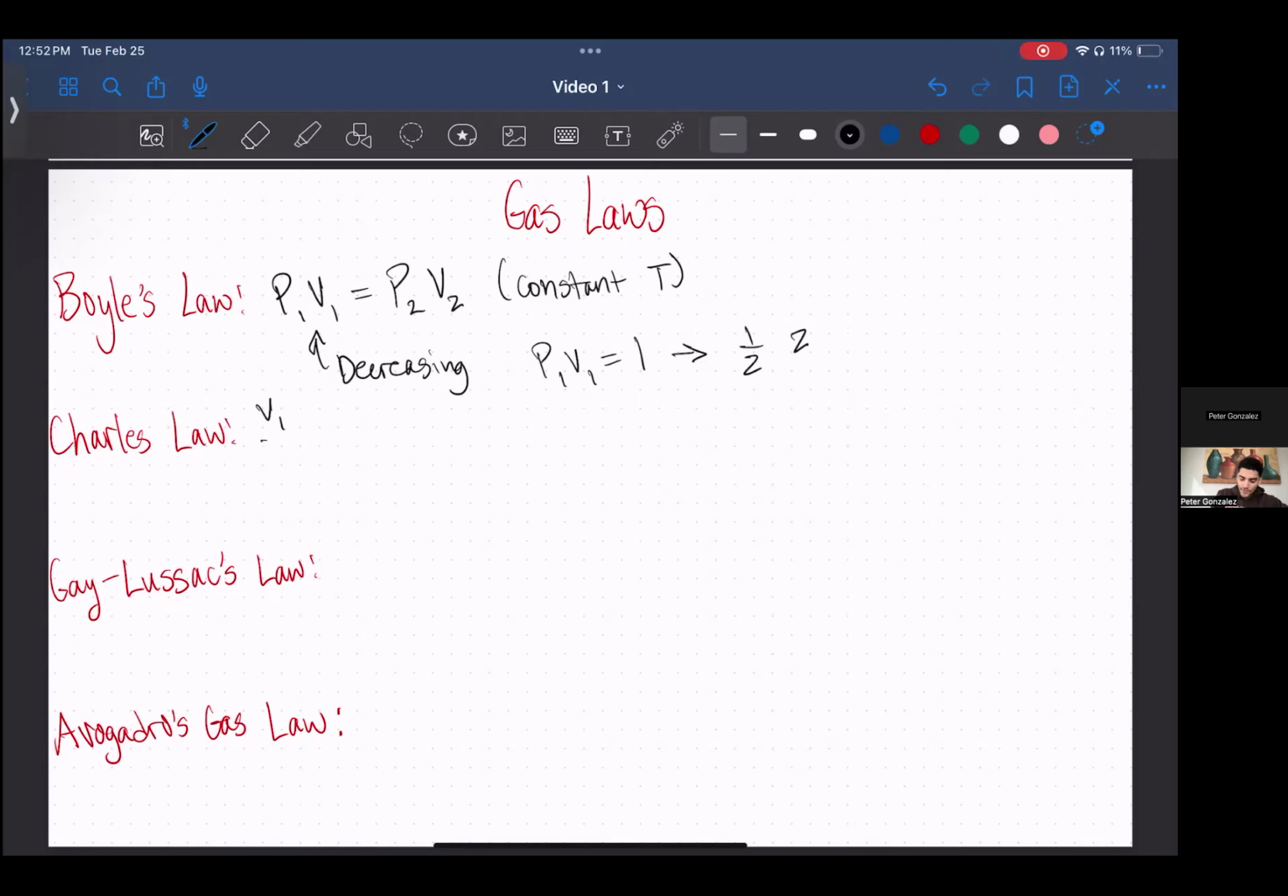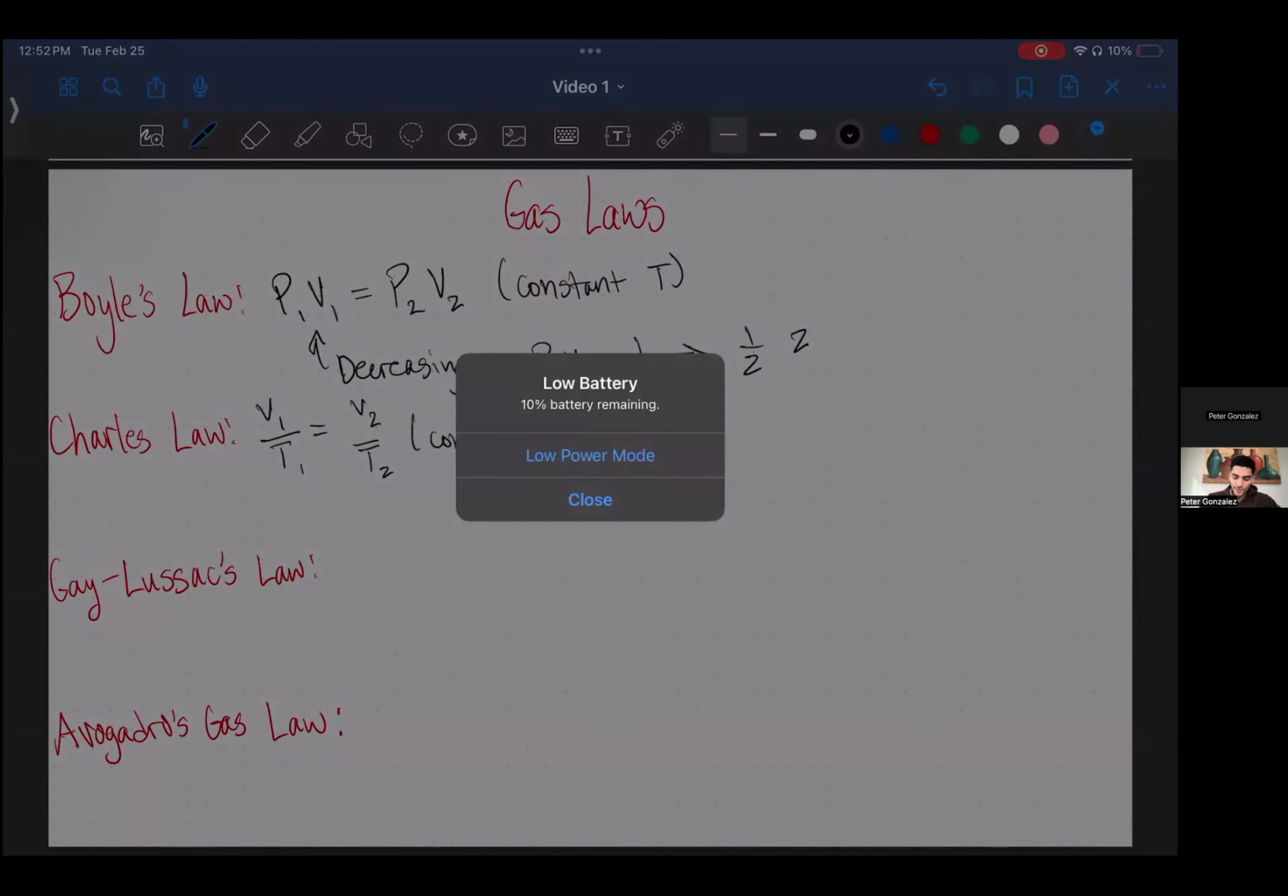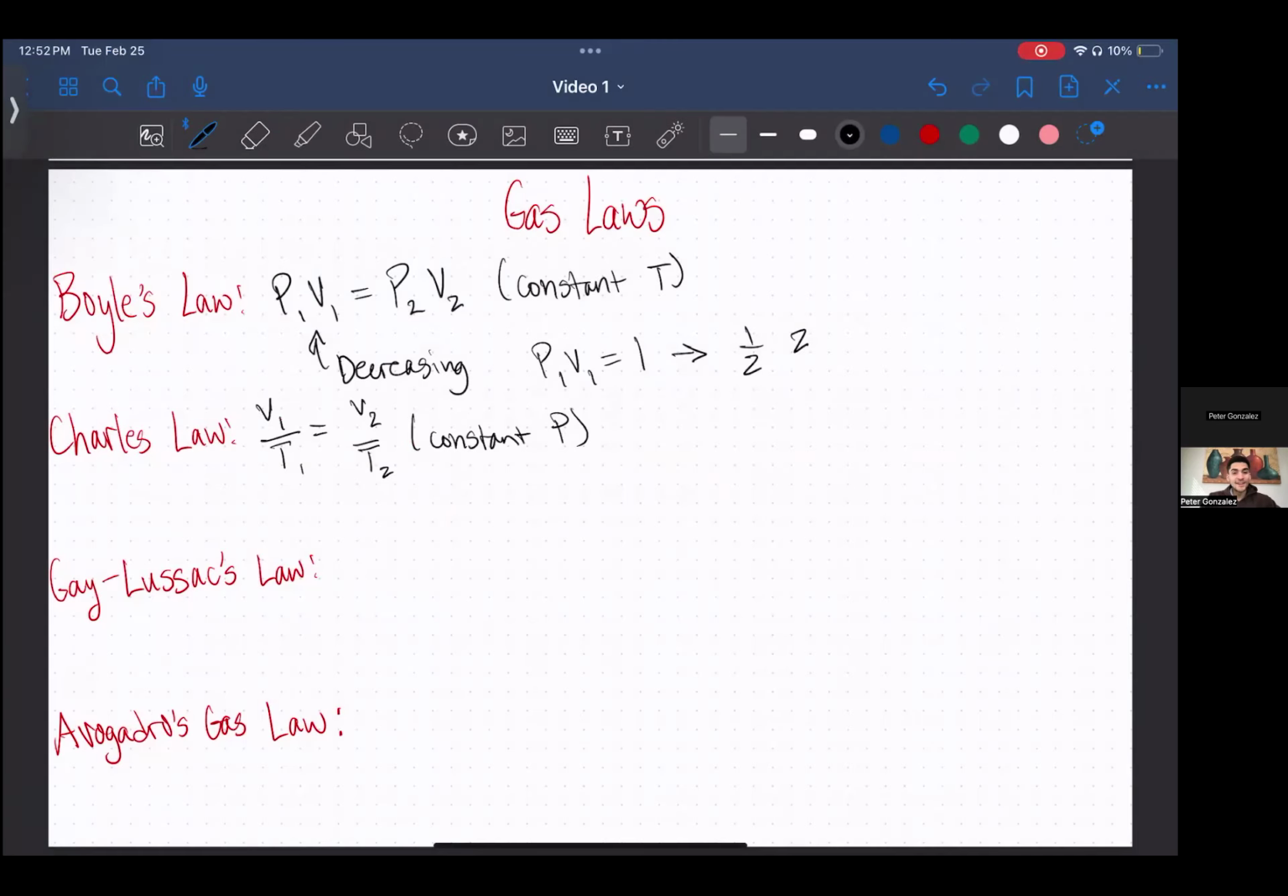So you have V1 over T1 has to equal V2 over T2 with constant pressure. And this one might be a bit harder to think about or explain. But if you basically think about it, if you have a pot of water and you set it to boil, that water is slowly going to be heating up. It's going to start bubbling a little bit. And eventually over time, you'll see it begin to evaporate.